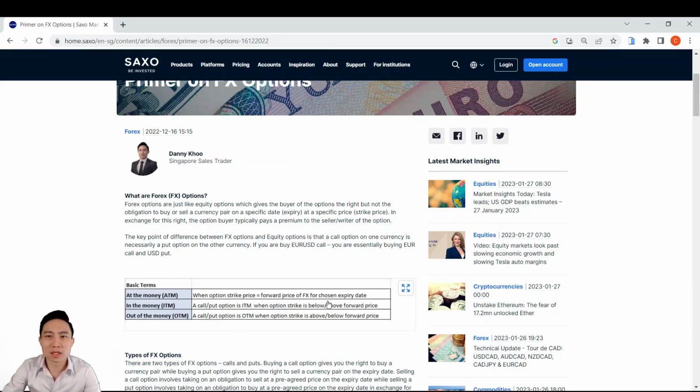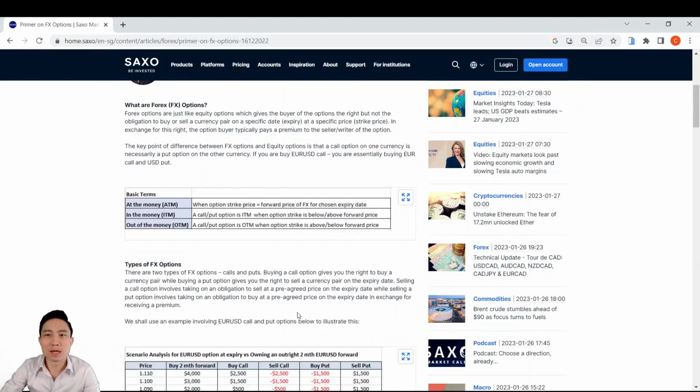So next, I'll touch on the types of FX options available. So there are only two types of FX options, the calls and the puts. When you buy an FX option, you pay a premium, and when you sell an FX option, you receive a premium, regardless of whether it's a call or a put option.